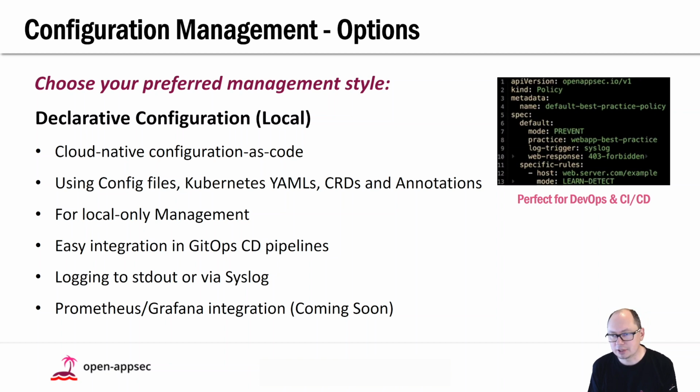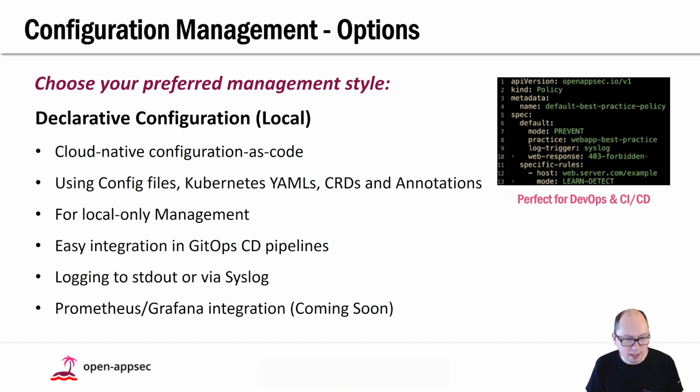So either you can do it completely declaratively. That means if you work in Kubernetes, for example, you can just create YAMLs, respectively custom resources, to define the policies and practices and log configuration and so on for open-appsec running in your Kubernetes clusters. If you work with Docker or just deploy it as an add-on to, for example, an Nginx on Linux, then you can just have a local configuration file, and so it fully allows you to work with GitOps CD pipelines in your specific case.